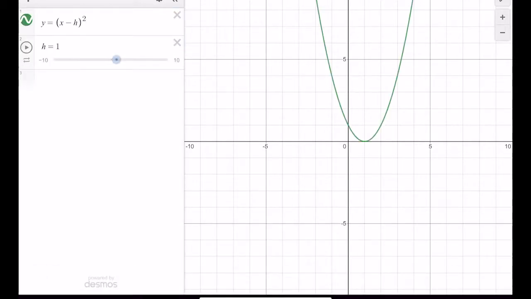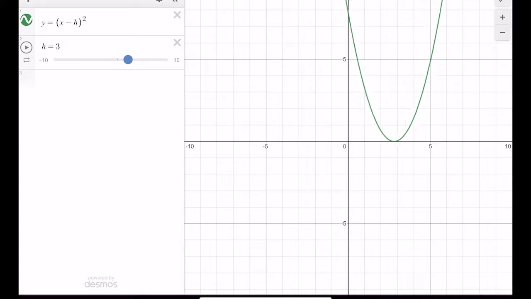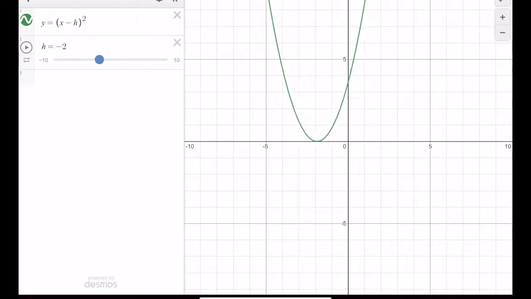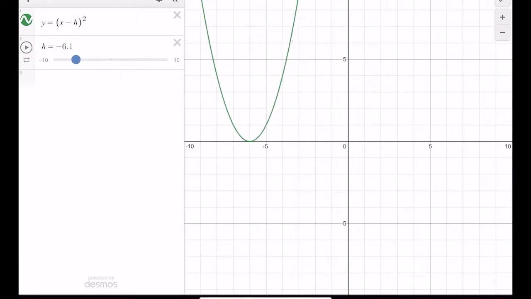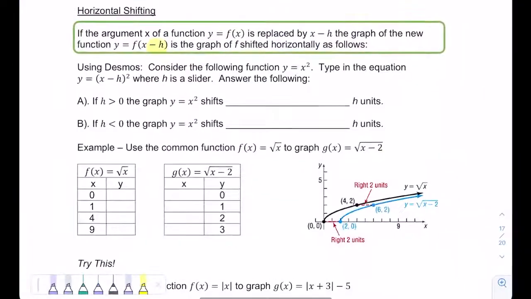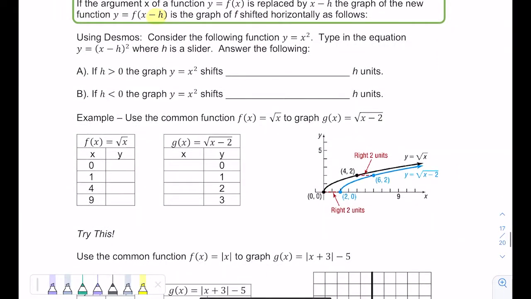So now when h gets greater than 0, you should notice that the graph is moving to the right. And when h is less than 0, it's moving to the left. So when h is greater than 0, it's going to move to the right. And when h is less than 0, it's going to move to the left.